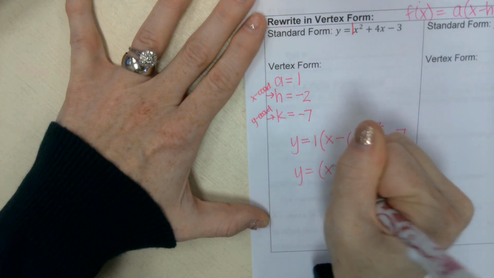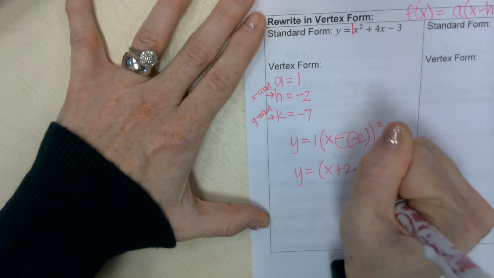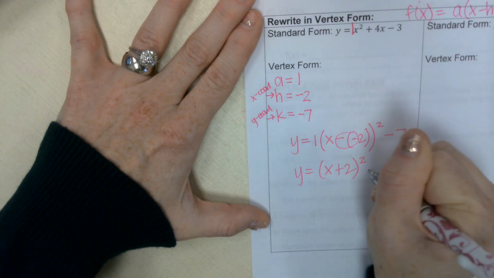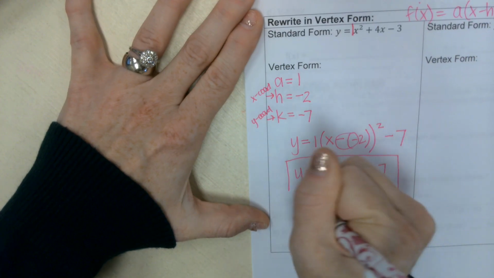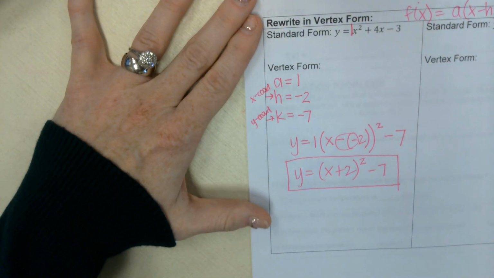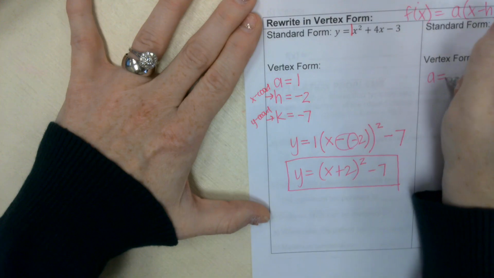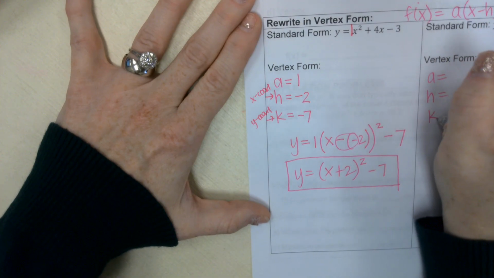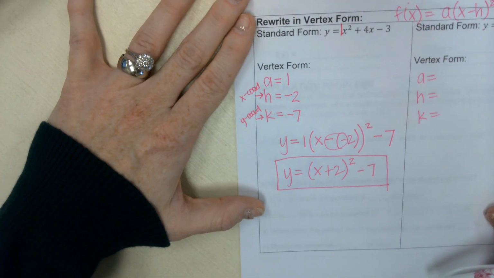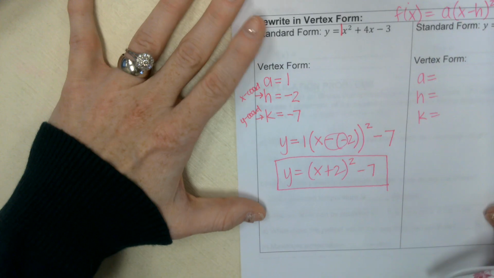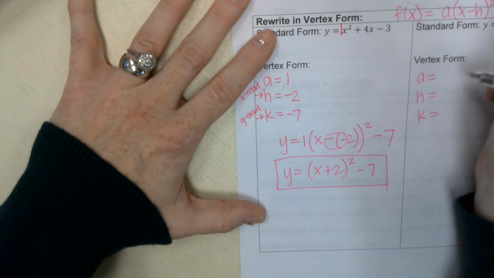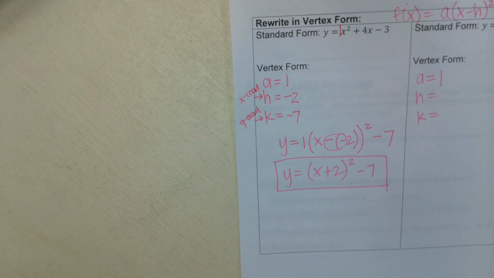Right here, this double negative becomes a positive. That is my vertex form. So you literally need three things: a, h, and k. You need a, h, and k. My a value here again is 1.